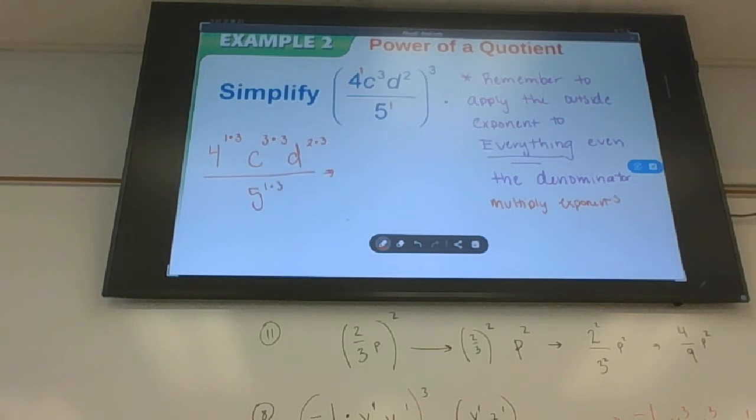A lot of people will accidentally put 15. So this is 4 to the 3rd, C to the 9th, D to the 6th, all over 5 to the 3rd. Technically, 4 times 4 is 16, times 4 is 64. C to the 9th, D to the 6th, all over 125. It's 5 times 5 is 25, times 5 is 125.